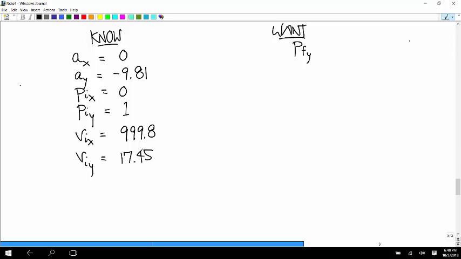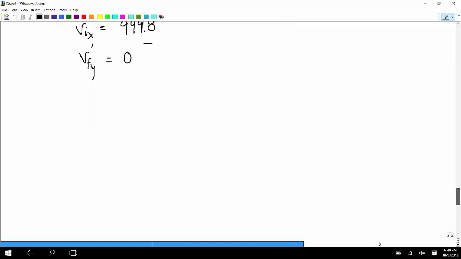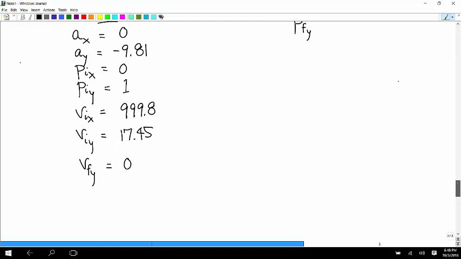And then do we know anything about the final velocity? We know that the y component of the final velocity is 0. That's how we specify that we're looking for the highest point. So VFY is equal to 0. That's always true when an object's at its highest point in its flight. Okay, so is there an equation that works with this stuff? I think this one should work.